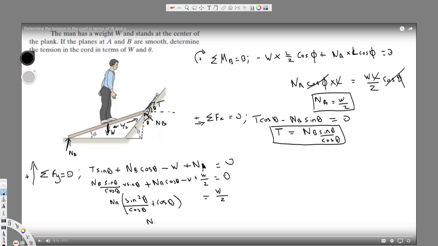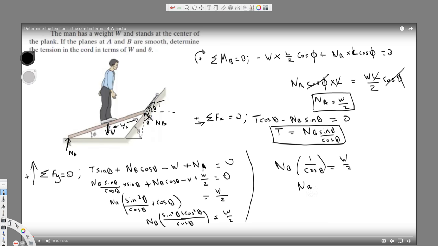If I do that, it will become sine square theta plus cos square theta over cos theta. So this whole thing is going to be equal to W by 2. As we know already, sine square theta plus cos square theta is 1. So Nb times 1 over cos theta is equal to W by 2. So Nb is equal to W by 2 cos theta.